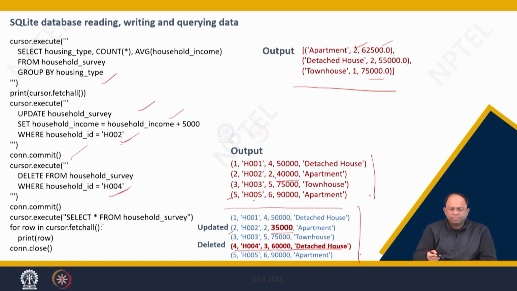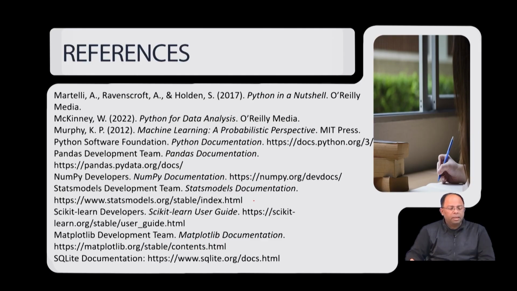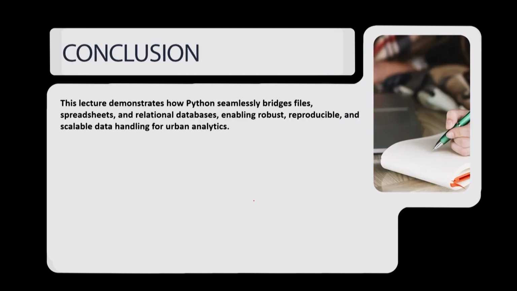So you see, this is how we can create a database without too much complication, and then we can run the same SQL statements and store data here. Sometimes when standard CSV files are not enough, we can go like this. These are some of the references that we have utilized. And to conclude, this lecture demonstrates how Python seamlessly bridges files, spreadsheets, and relational databases, enabling robust, reproducible, and scalable data handling for urban analytics. Thank you.